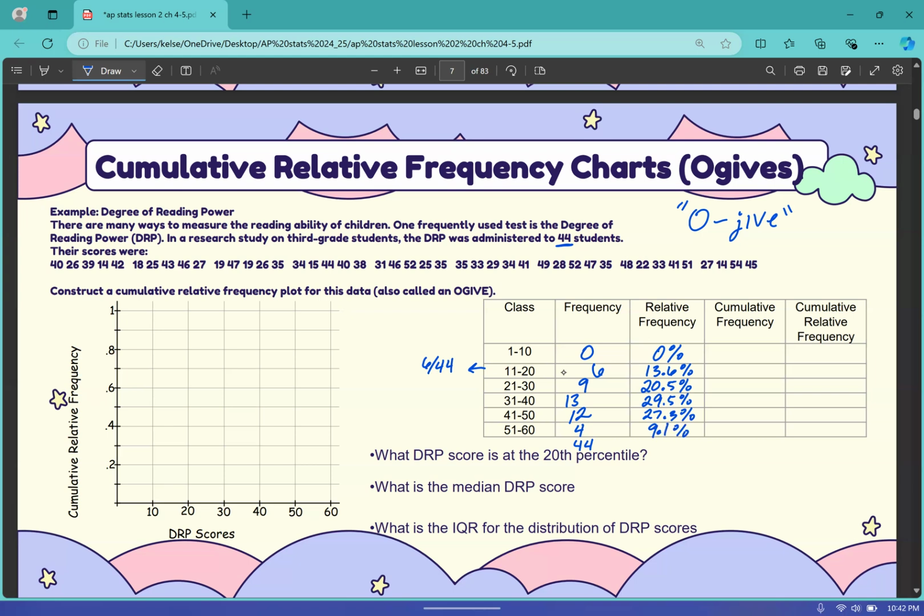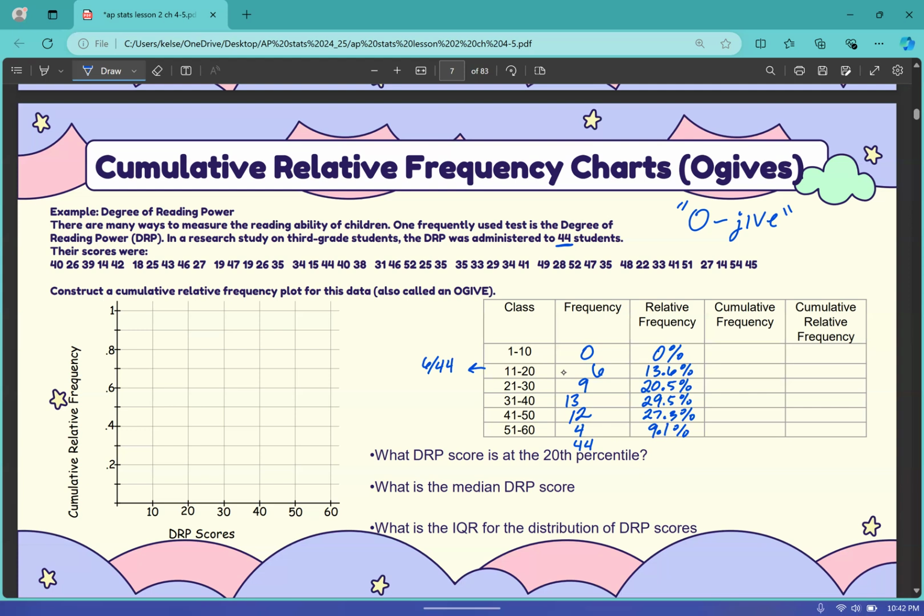Now, if you added all these up, they should add up to 100. If they're off by just a tiny bit because of rounding, that's okay. So now we're going to look at the cumulative frequency. Cumulative means we are adding as we go along.